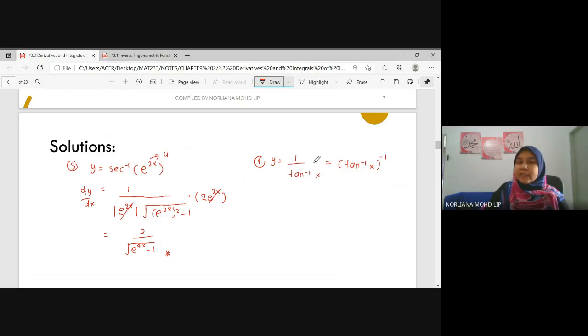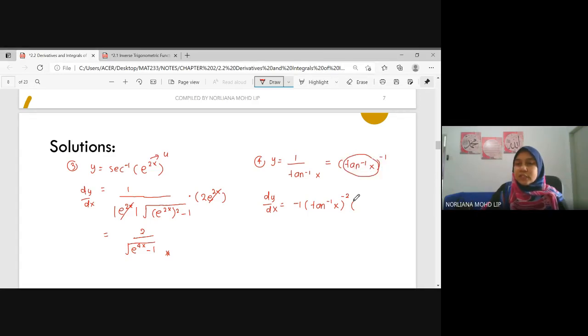Kita nak bawakan dia ke atas lah. Kita tak nak dia jadi fraction. So dy over dx equal to, kalau fraction ni awak kena guna quotient kan, tapi nanti kita guna ni lah. Okay, dy over dx. So untuk ni kita differentiate dulu lah kan. Differentiate luar dia ni. So we get negative 1 tangent inverse x power negative 2 kan. And then baru differentiate dalam dia ni.